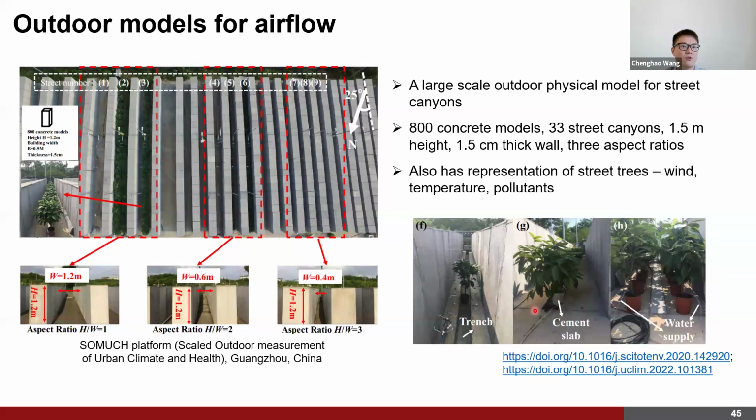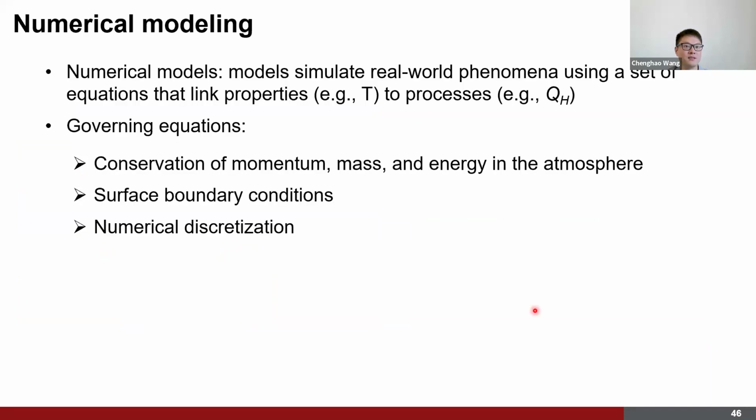Okay, any questions before we move on to our last part on numerical simulations? We have about 30 minutes left. If not, let's move on to our numerical modeling.